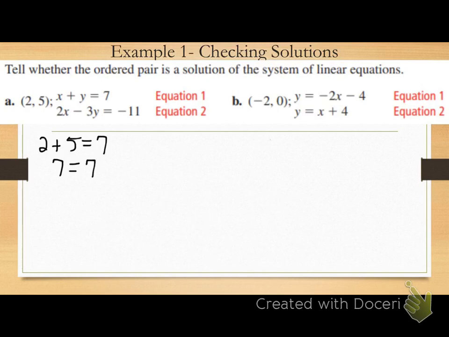Do I get a true statement plugging my ordered pair in? Yes. Yeah, 7 does equal 7, correct? So the ordered pair is a solution to my first equation. Everyone agree with that? Because it made my equation true. Does that automatically make it a solution to my system as a whole? No. Why?